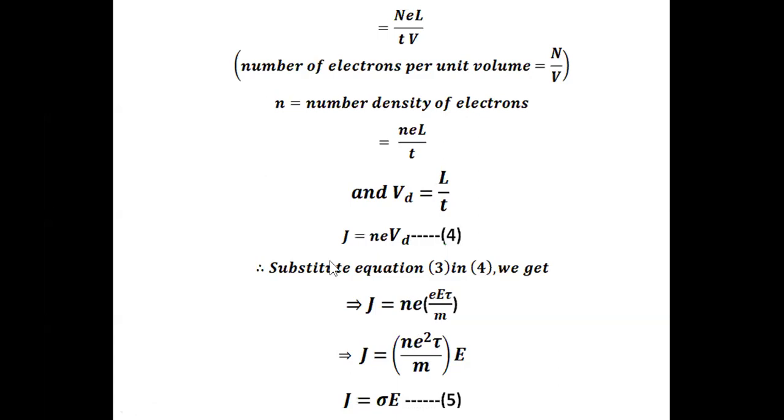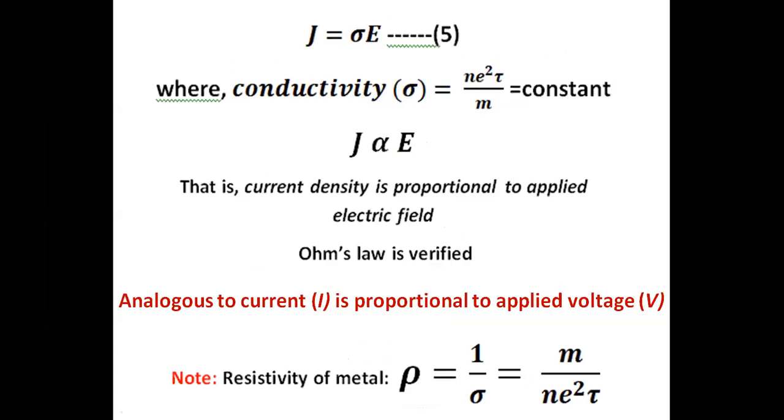I am representing this constant with sigma. This sigma is generally known as the conductivity of the metal. So J is equal to sigma into E, which implies that conductivity is equal to n e square tau by m, which is a constant for a given metal at a given temperature.